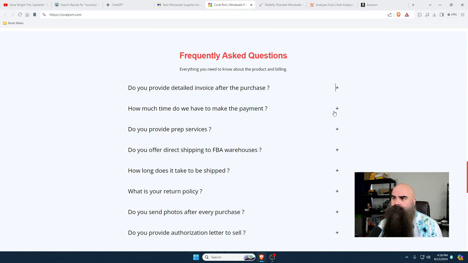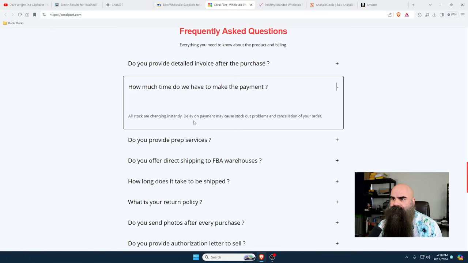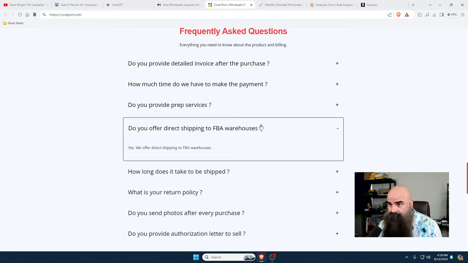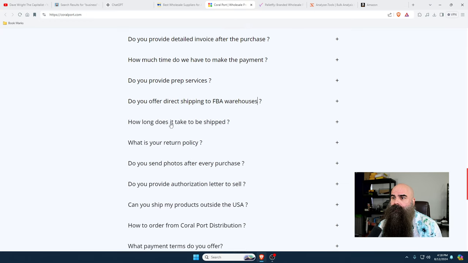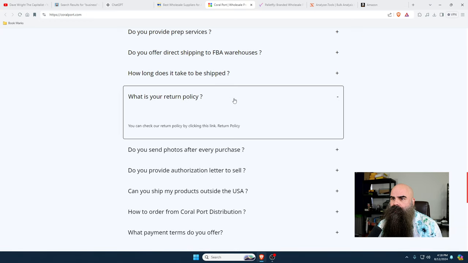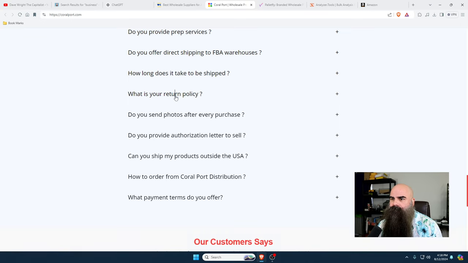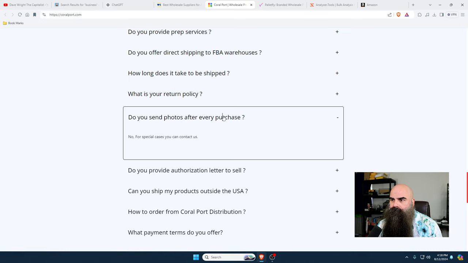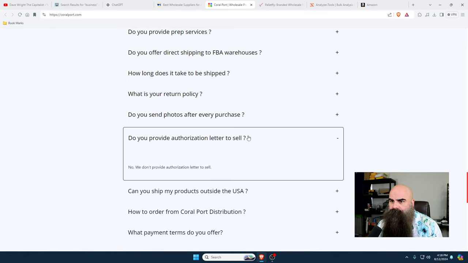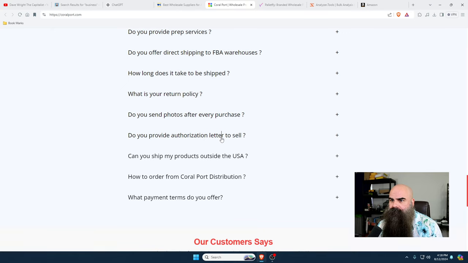How much time do you have to make the payment? It says stocks are changing instantly. Delay in a payment may cause stock problems. So basically they do have prep services. They do ship directly to Amazon. It ships within 5 to 8 business days. You can check our return policy by clicking this link. They do not send purchases unless you ask. They do not provide authorization letters.